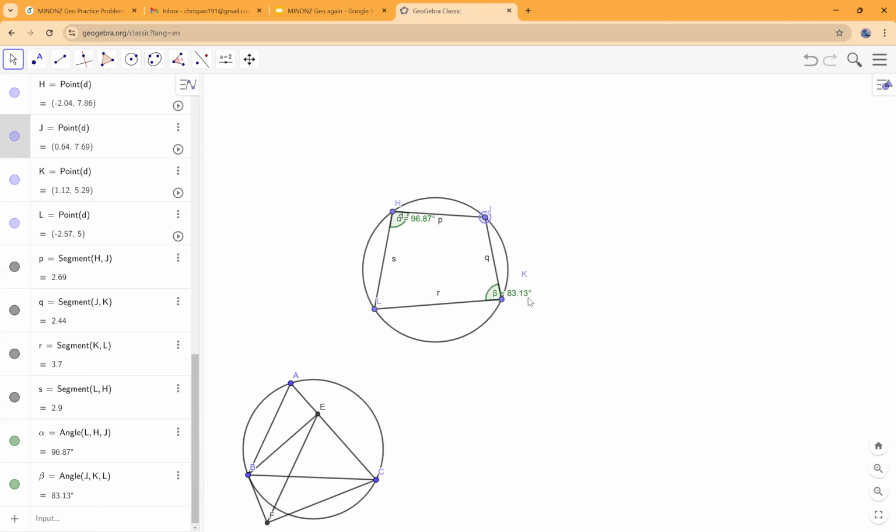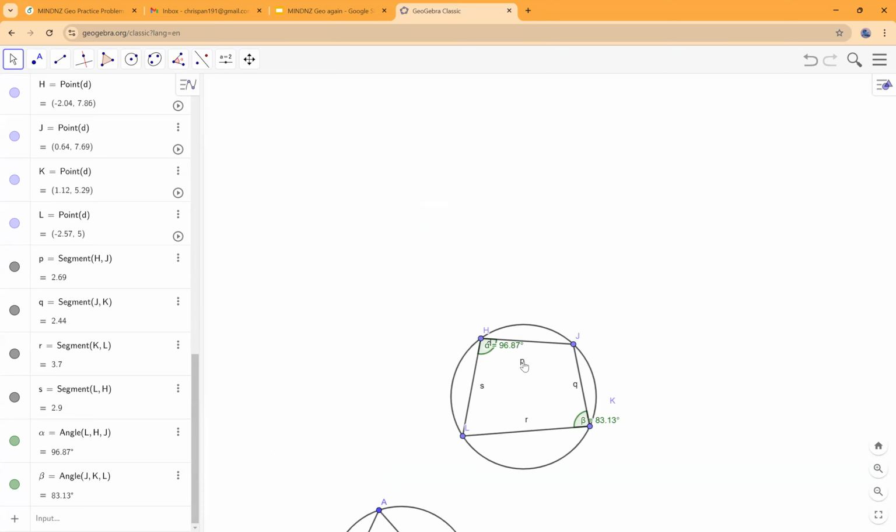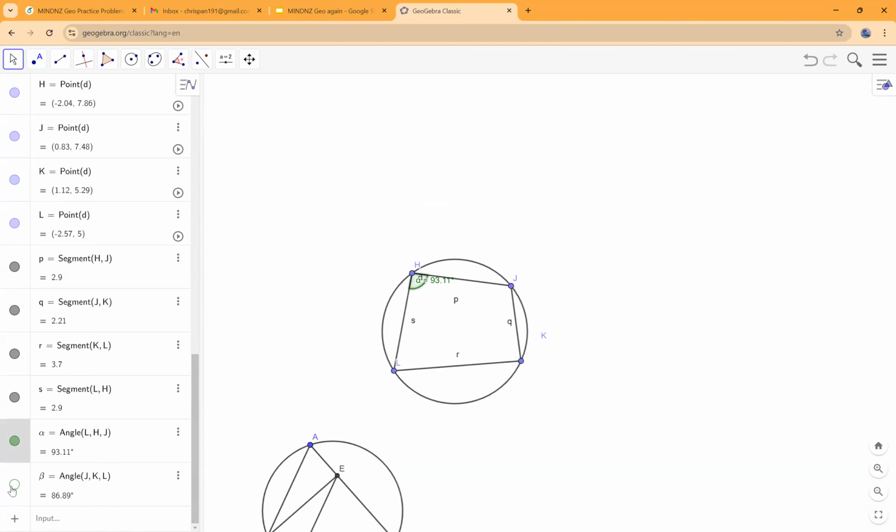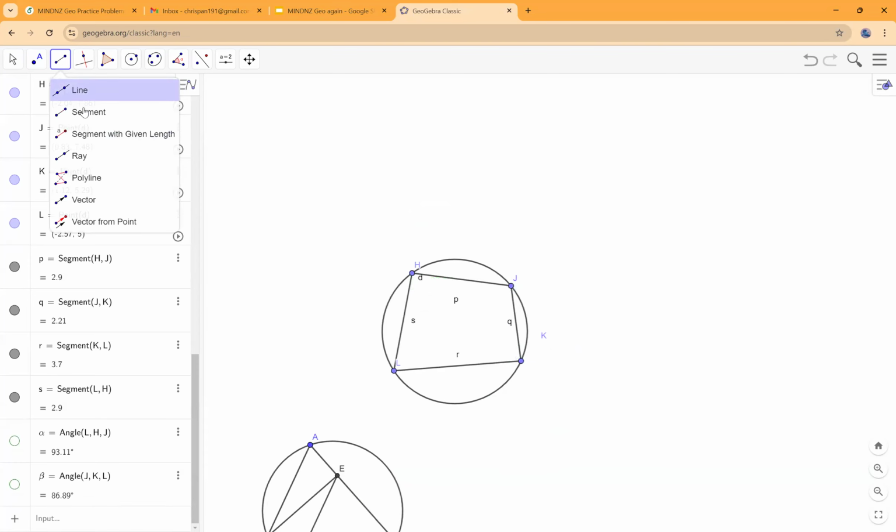And this is an if and only if property as well. So if I find a quadrilateral which has two opposite angles which add to 180 degrees, then I know it's also a cyclic quadrilateral. So a cyclic quadrilateral means opposite angles add to 180. Opposite angles add to 180 means this is a cyclic quadrilateral. Okay, cool. That's the first property.